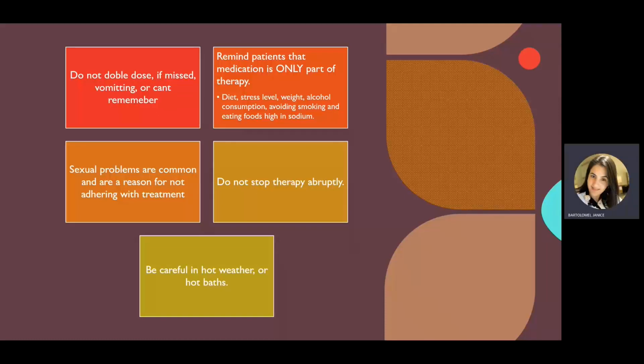Okay. I mentioned the hot weather and the hot bath, and last, knowing and reminding them that drug therapy is not the only part of the therapy for hypertension. They need to combine diet, exercise, stress reduction, weight loss, stopping alcohol, stopping smoking, and just eating a better diet, less of fat and less on sodium. And usually the sodium recommendation is 2 grams a day. Okay, so 2000 milligrams or 2 grams per day.